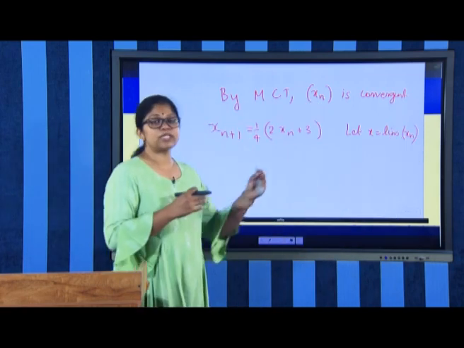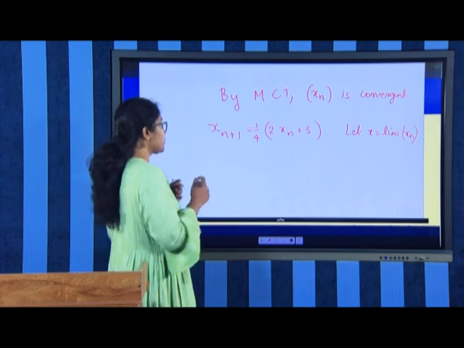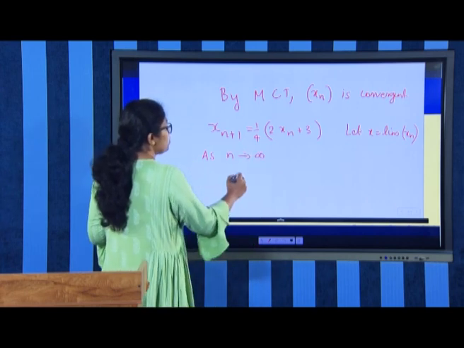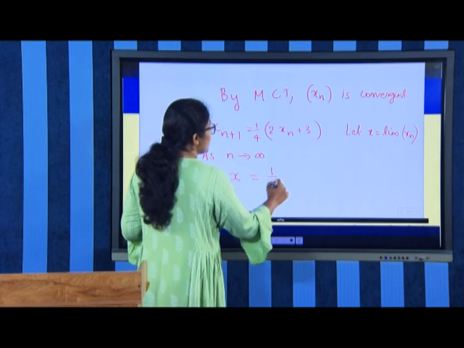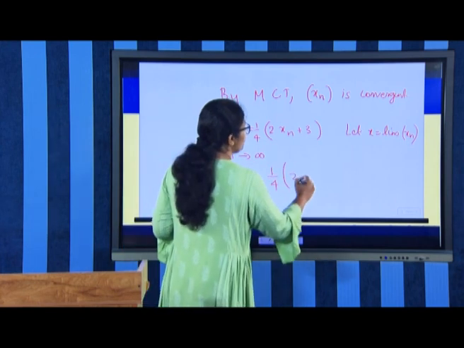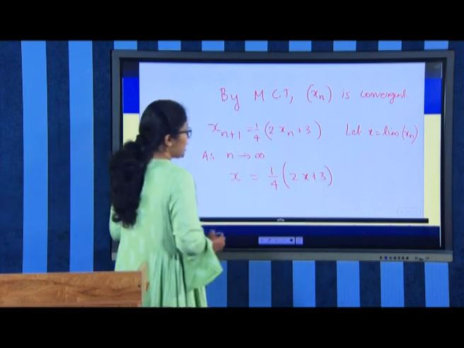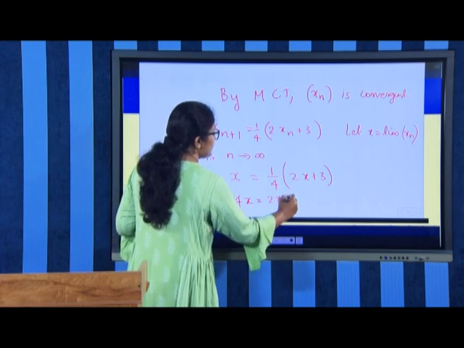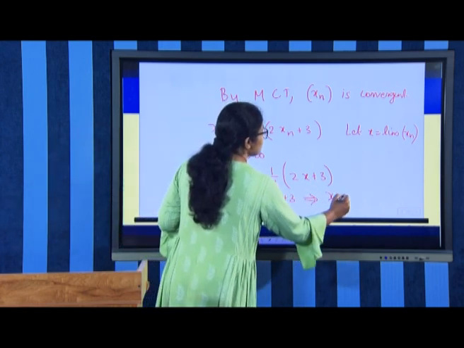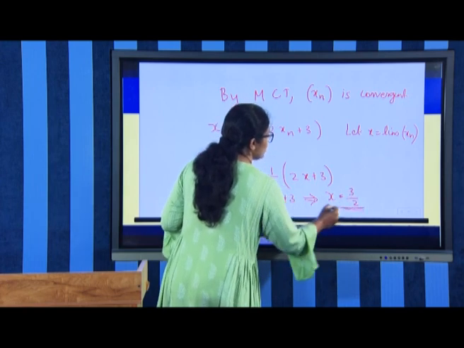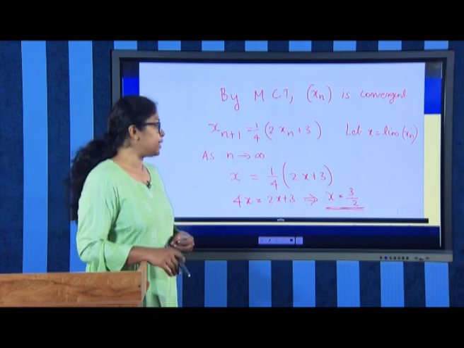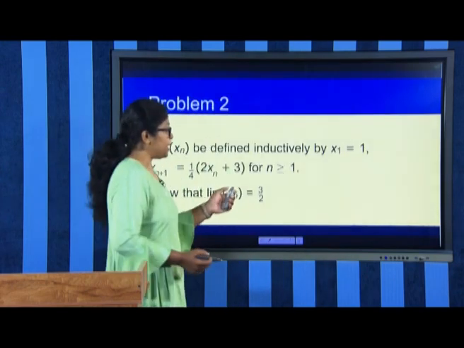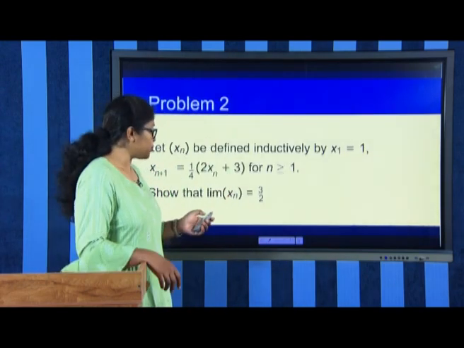So, as n approaches infinity, xn approaches x. As n approaches infinity, the left side also approaches x, whereas the right side approaches 1 by 4 into 2x plus 3, and solving this, we have 4x equal to 2x plus 3, or in other words, x is equal to 3 by 2. So, this is how we show that the limiting value is equal to 3 by 2. That is how we prove the next result.